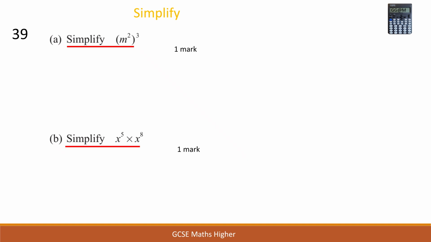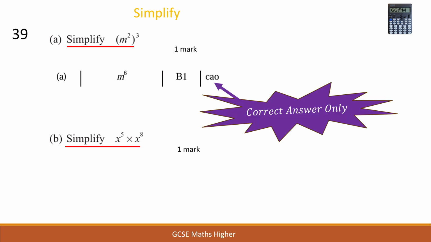You can see the keywords which are highlighted, which is basically the question. The answer was m to the 6. CAO means correct answer only. And the last one was x to the power of 13. B1 just means that you can write down the answer. You don't need to show any working to get the mark. You can just literally write down the answer.